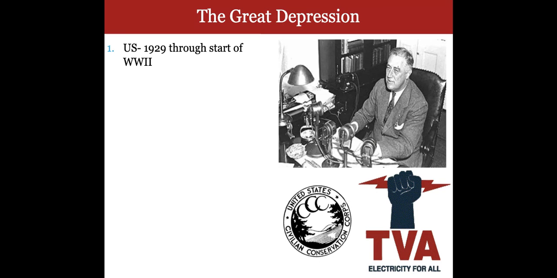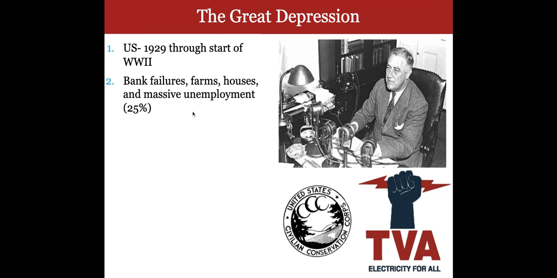The Great Depression in the United States lasted from 1929 through the start of World War II. So the 1930s was a hard time for most Americans. This was characterized by bank failures. Over 5,000 banks closed, farms, houses, and massive unemployment losses. Most farmers were not able to afford their farming. Remember, the agricultural industry was hit very hard. People lost their jobs and were unable to afford their houses. And we saw really high rates of unemployment in the United States, about 25% of the population.